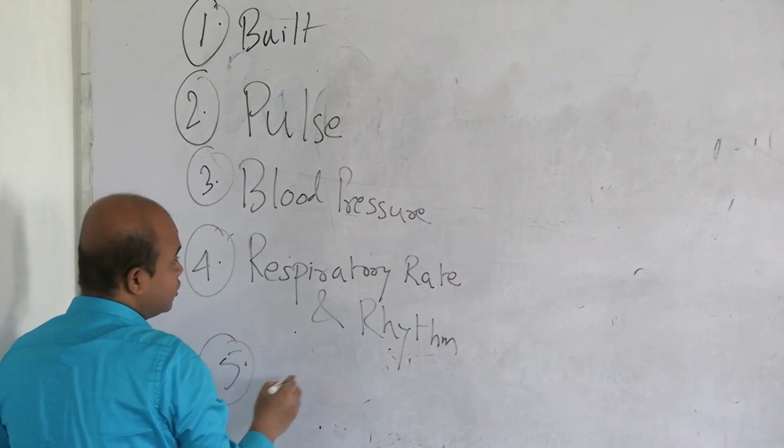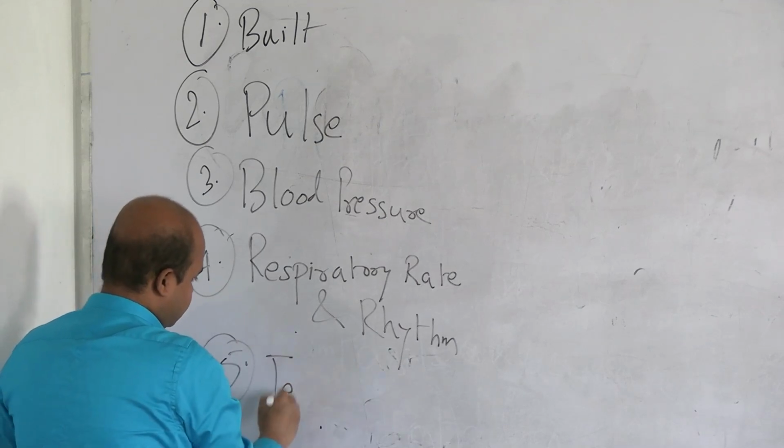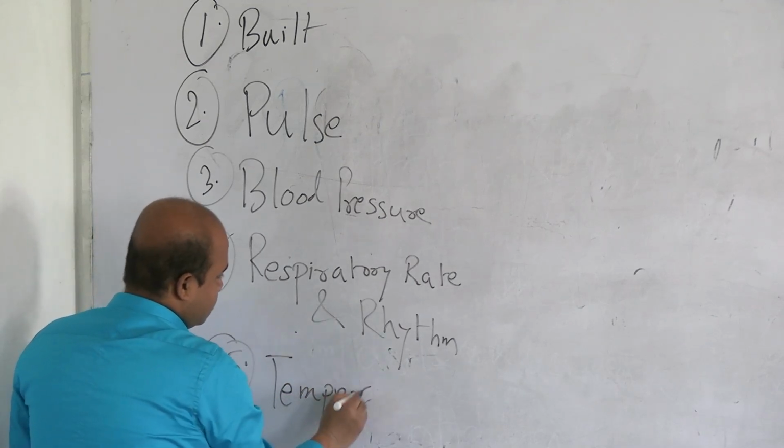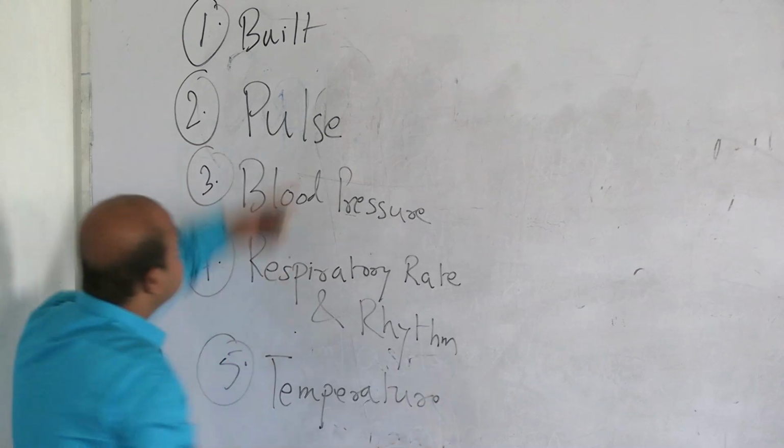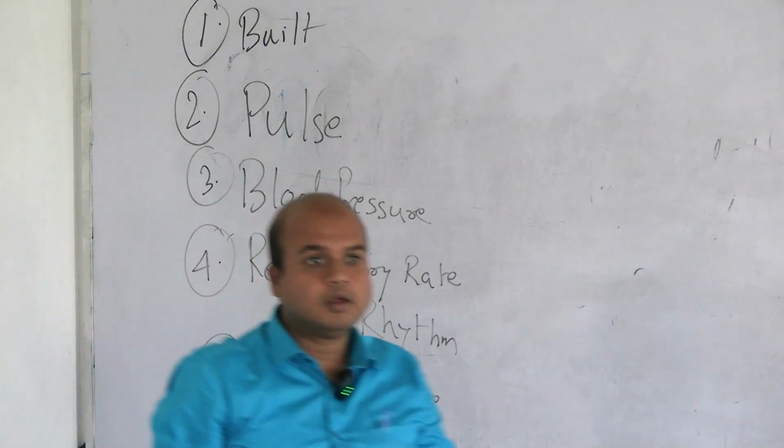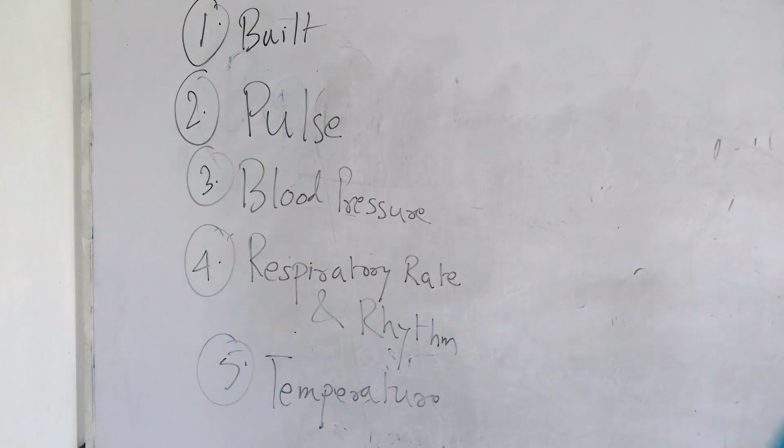That is very disturbing for the teacher. Respiratory rate and rhythm. So these 4 I say together. I would recommend that these 4 you remember together. Everything you have to, that means every point you have to note: pulse, blood pressure, respiratory rate, temperature.